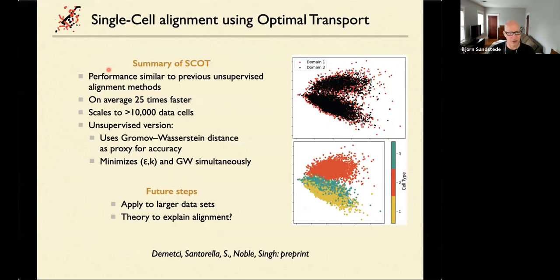And with this, let me just go. So it works. At least for the data sets where we apply this, where we have co-assays, it works really well. And the idea now, in the future, is to apply all of this to larger data sets and ideally think about some theory that allows us to explain why the alignment works so well.